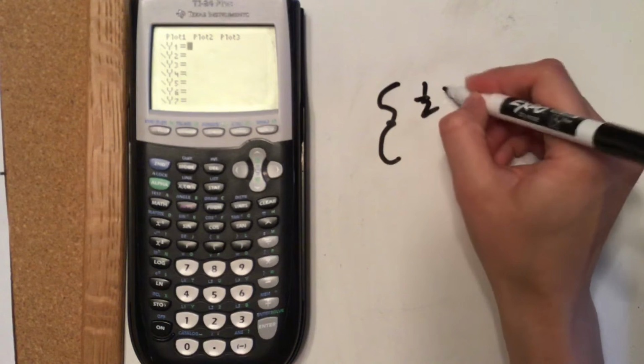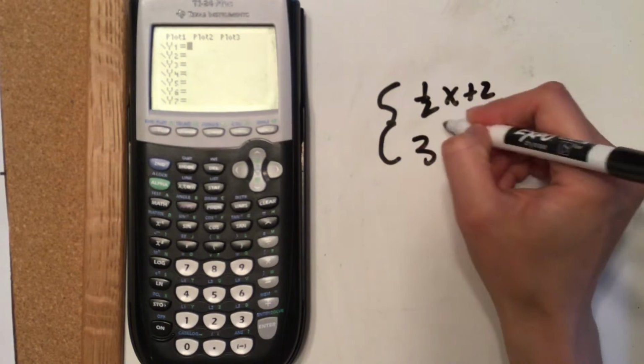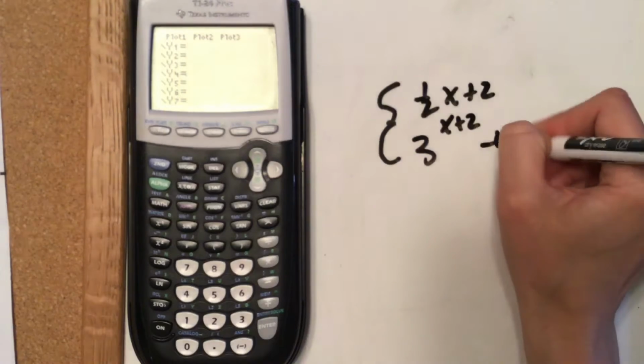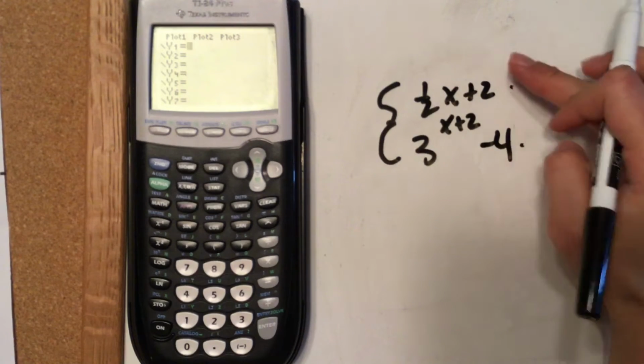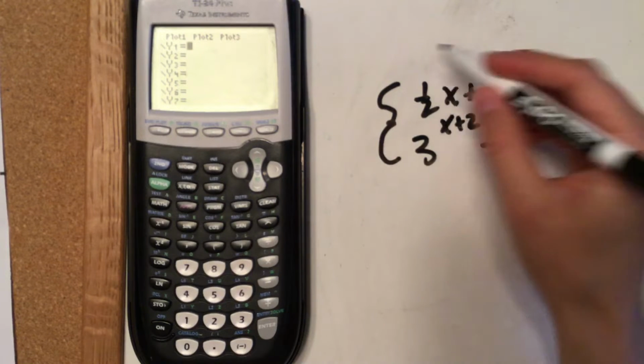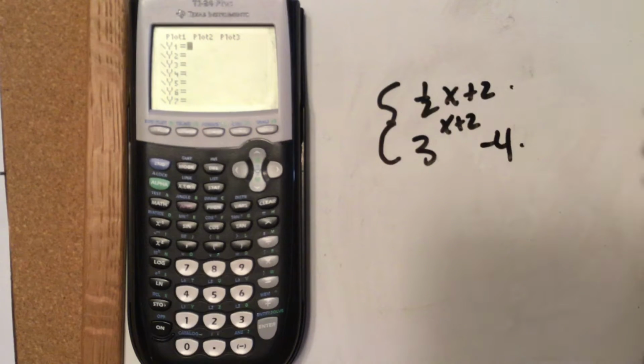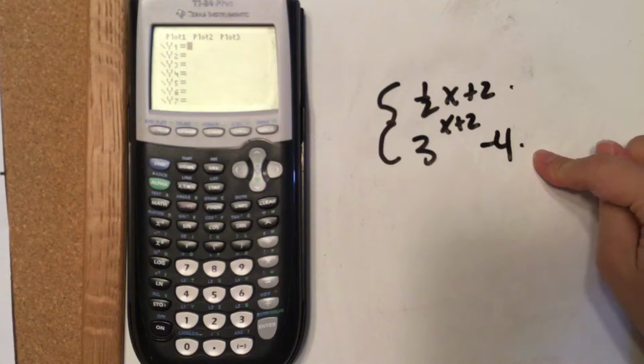So if I give you 1/2 x plus 2 and 3 to the x plus 2 minus 4, this is a line and this is an exponential equation, and we want to find their intersection. Typically the instructions will say something like solve the system of equations. When you're solving, you want to know when the x and the y are the same. So we're going to put this into y1 and this into y2.